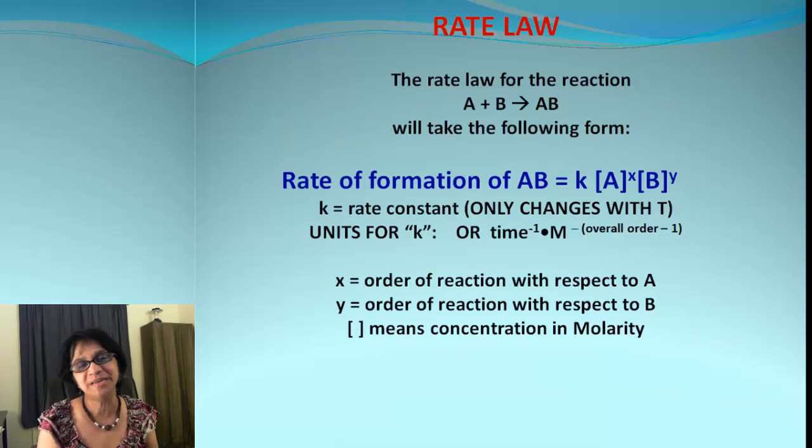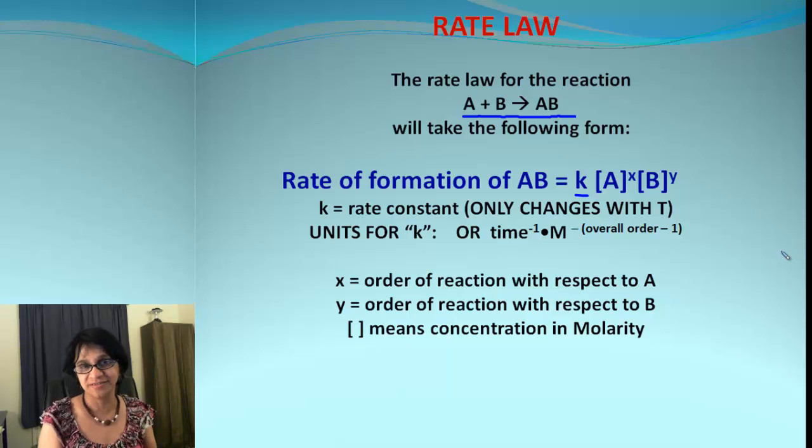What exactly we mean by rate law, and there is something which we call the order of a reaction. Let's find out that. So, a rate law for a reaction A plus B giving AB as a product could be written as rate equals K times [A] to the power X and [B] to the power Y.